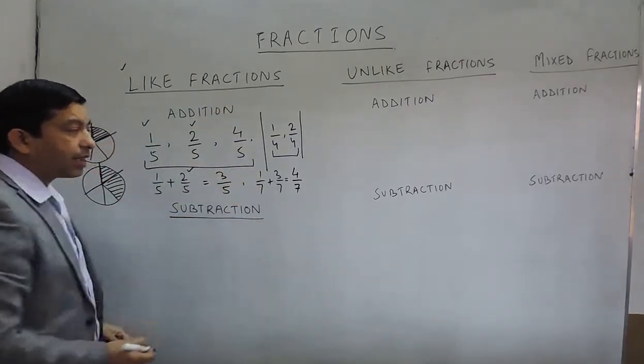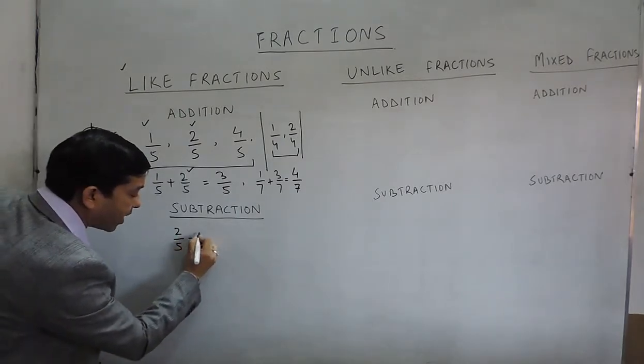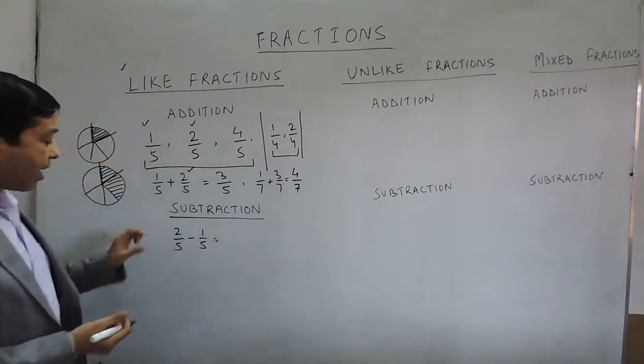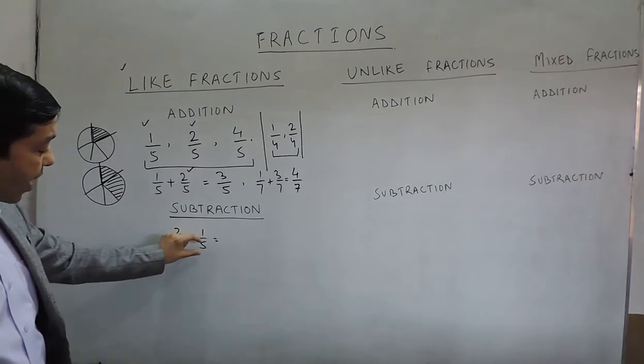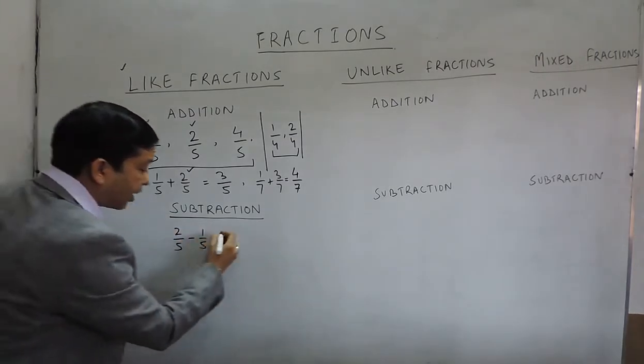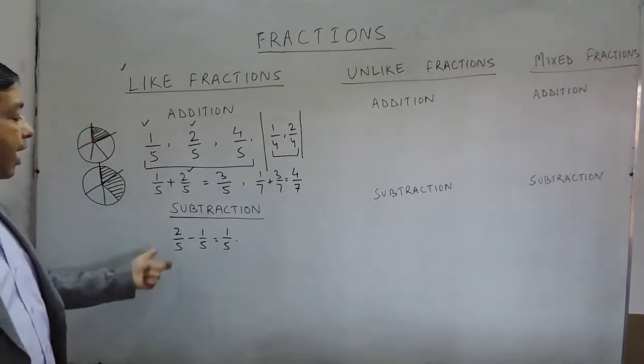When we talk about subtraction, this is again simple subtraction. If I say 2 upon 5 minus 1 upon 5, that means I have taken 2 parts out of 5 and then 1 part out of 5 I have taken out. So it remains 1 part out of 5. So this is the subtraction of like fractions.